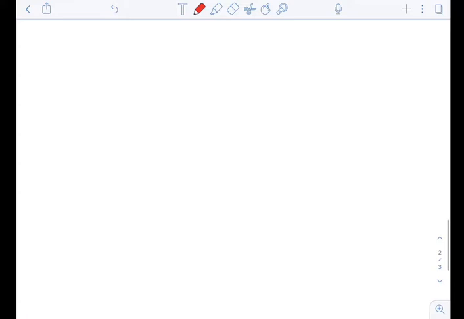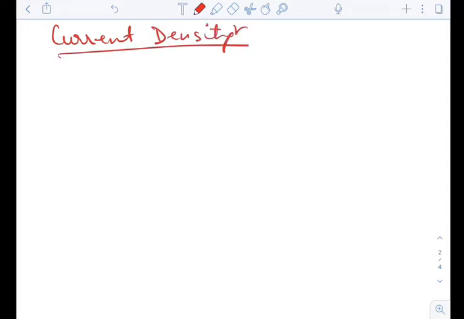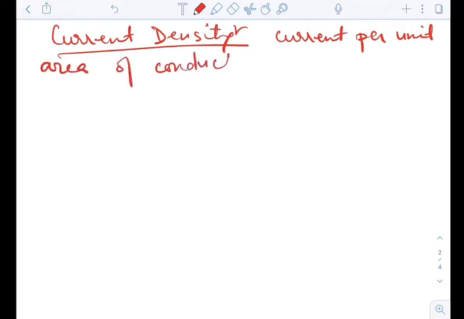Next up we have current density. Density, as we know, is the mass per unit volume. So current density is very similar, not current per unit volume, but current per unit area. It is the current per unit area of conductor. It is denoted by capital J and is equal to I by A. Since it is equal to I by A, its unit is ampere per meter square.